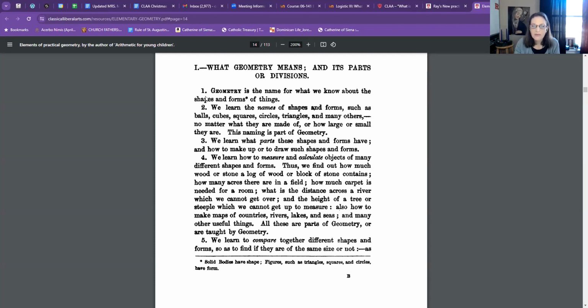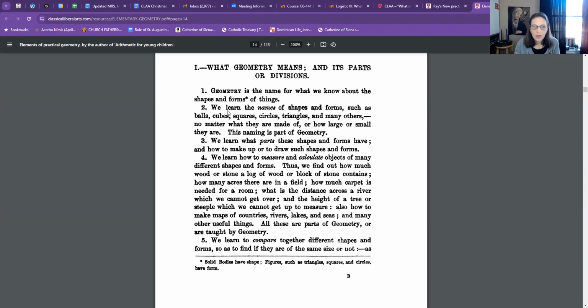Okay? You don't have to memorize this, just be very familiar with it. So what you want to do is read this over to yourself like 10, 15 times to make sure you understand it and you can think about it, but you don't have to memorize it, okay? Geometry is the name for what we know about the shapes and forms of things.